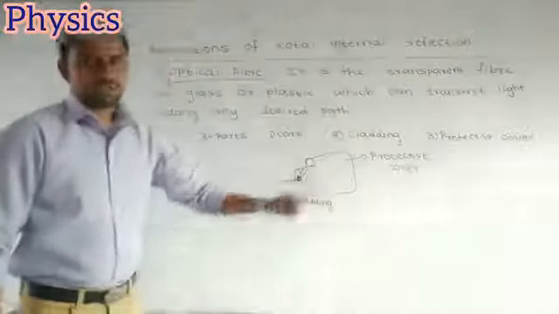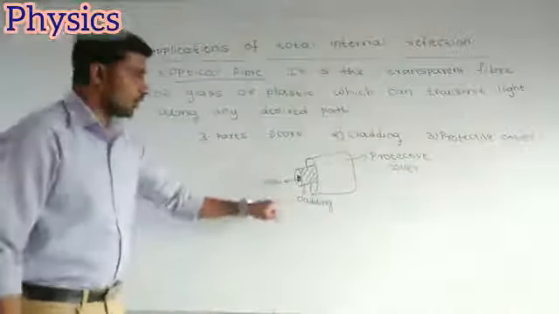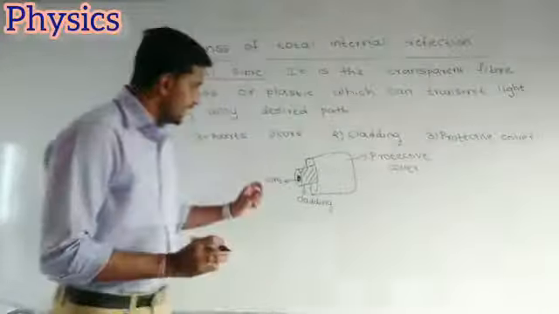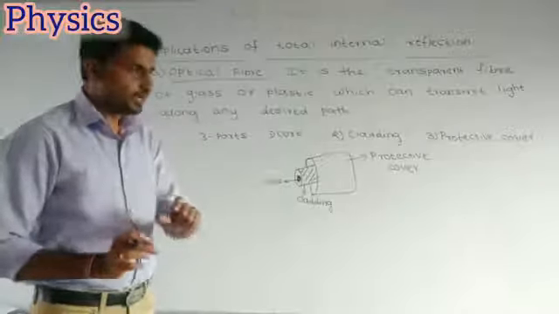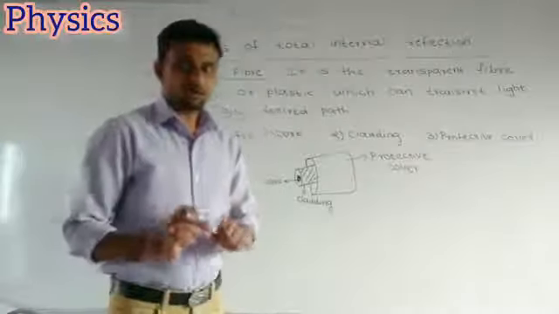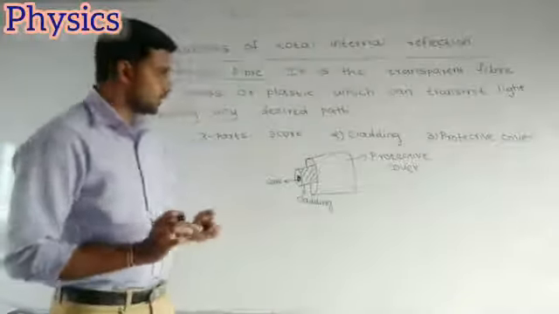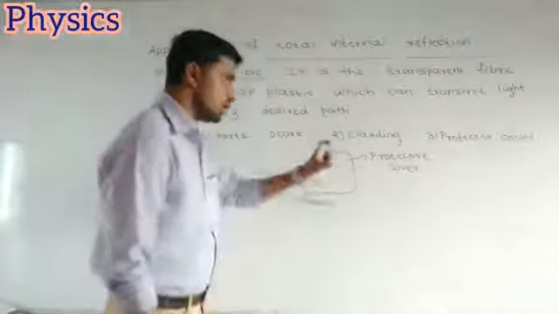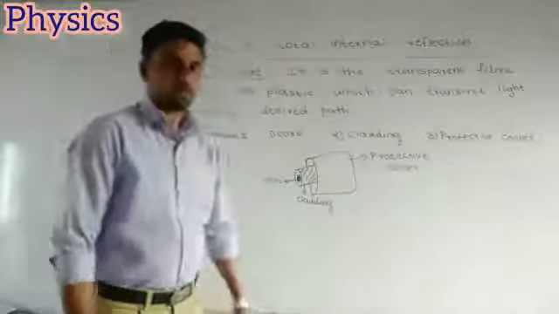Why are we using a protective cover here? Because core and cladding are delicate parts, and they have a very small diameter, in microns. So to protect the core and cladding from moisture and all, we are using one cover. That cover is called a protective cover.